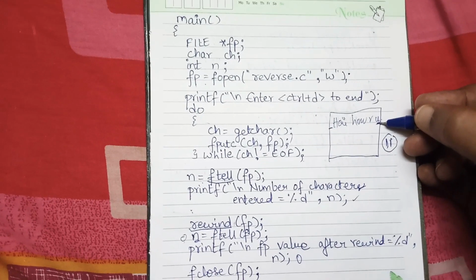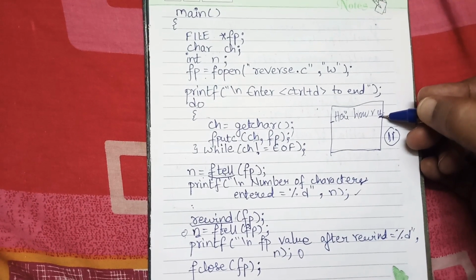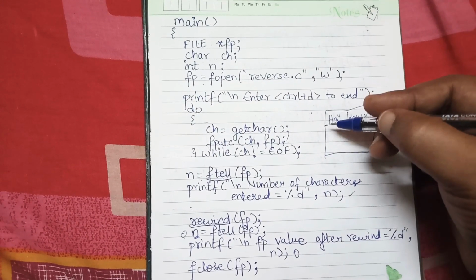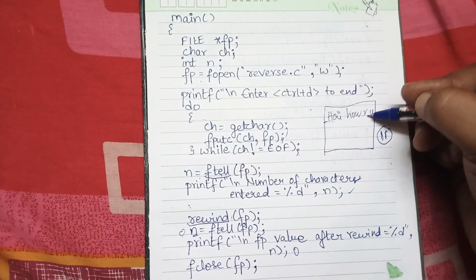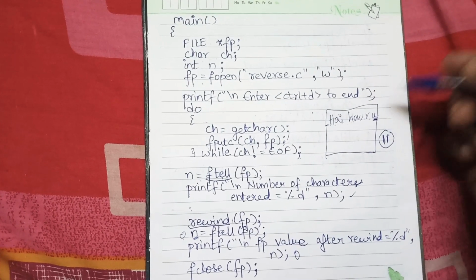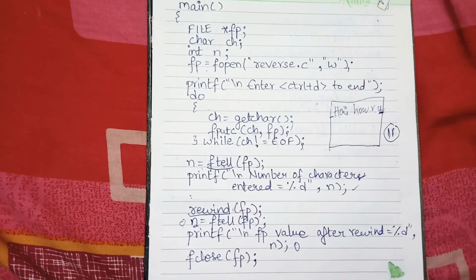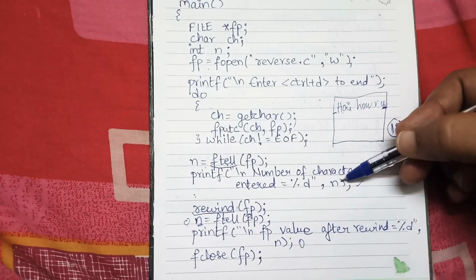Now what am I trying to do? I'm asking the computer to give me ftell of fp. What is ftell of fp? It gives me the current location of fp. And what is the current location of fp? 1 2 3 4 5 6 7 8 9 10 11. So it is not only the position of fp, but also the total number of characters in the given file, which will be printed as it is stored in n.